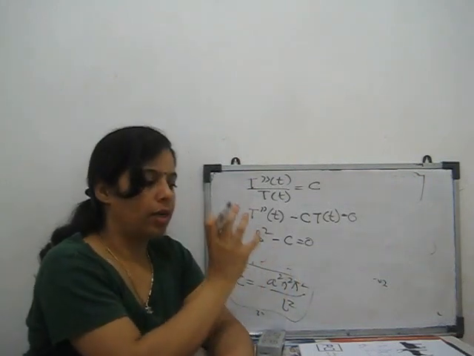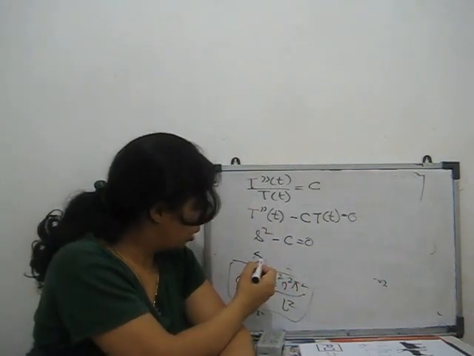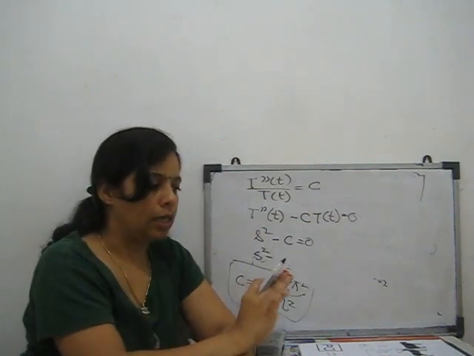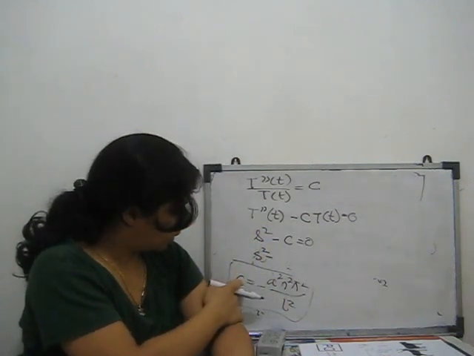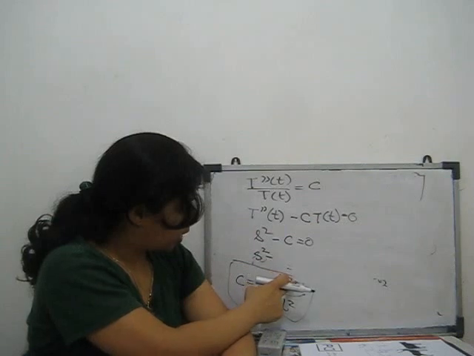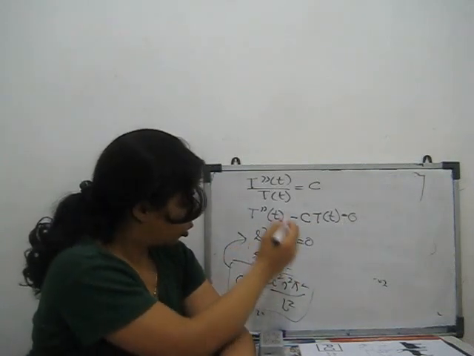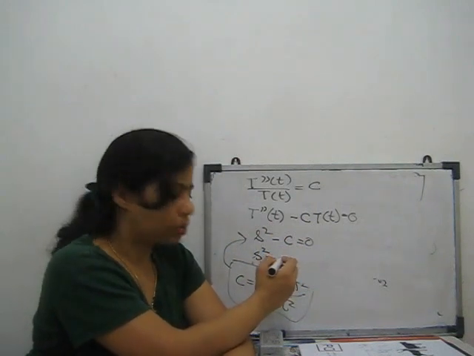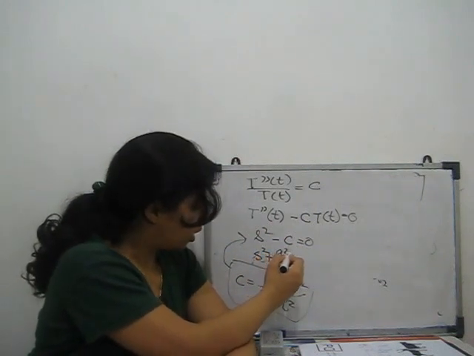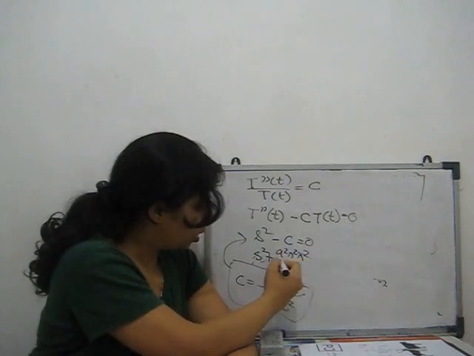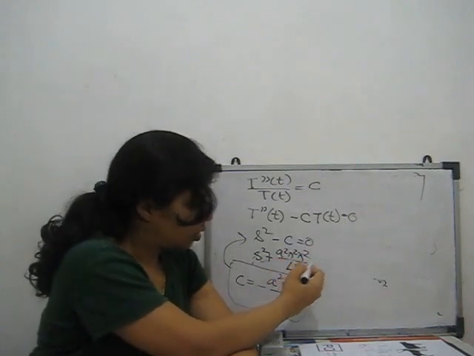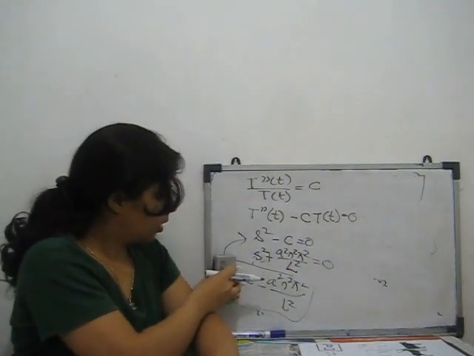Now if I want to find out the value of s square, what is s square minus c? C we already found: c is minus a square n square pi square by L square. I substitute c here, so s square plus a square n square pi square upon L square equals 0. Clear?